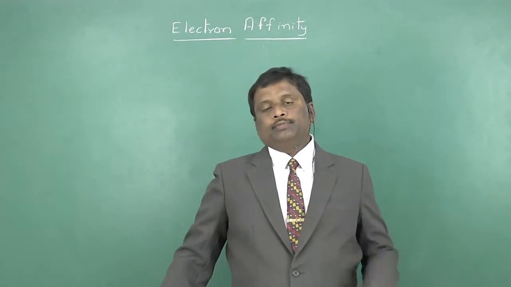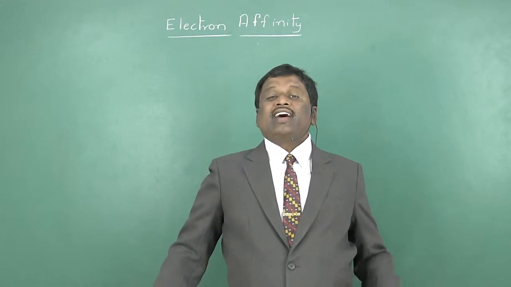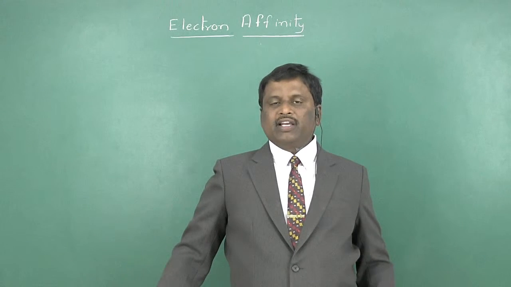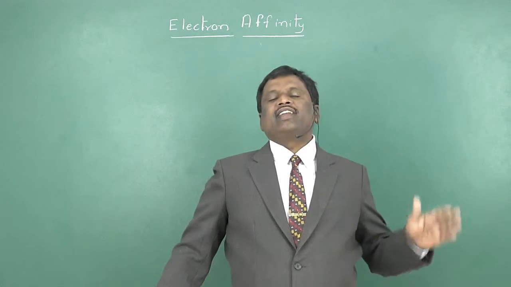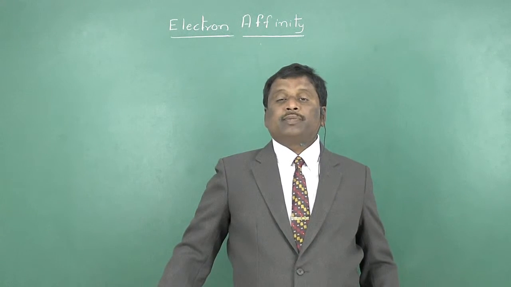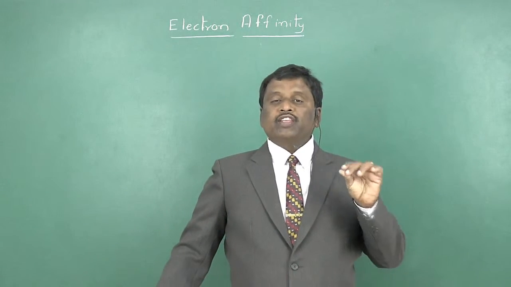But in the group, from top to bottom, electron affinities decrease as atomic number increases, because in any group from top to bottom, the atomic size gradually increases. But here one exception is there. The first element in any group is very small in size.